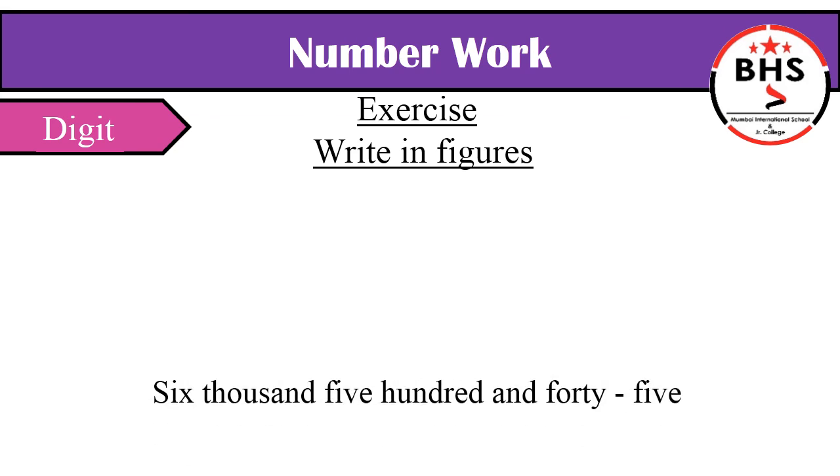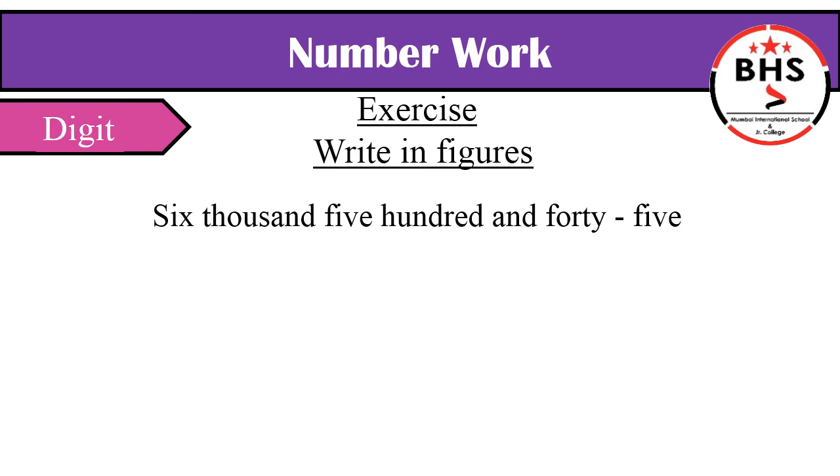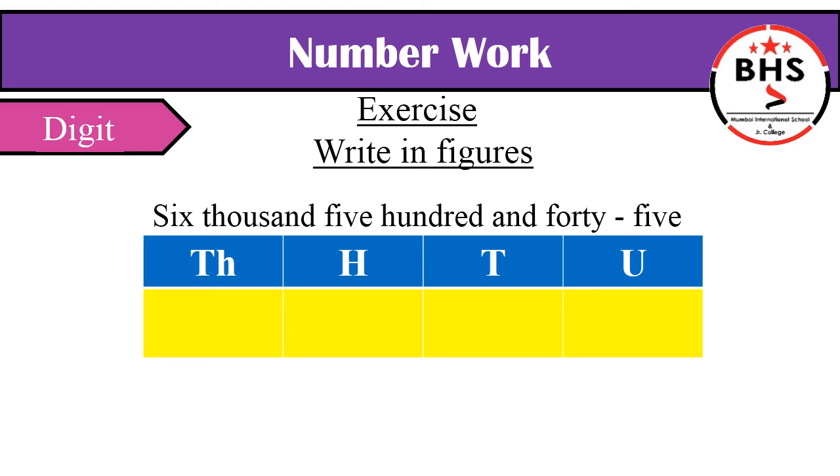Write in figures. 6,545. Children, we have to write this number in figures. So, we will use a table with position to write the numbers in figures. Let us start. 6,000. Children, 6,000 means we will write 6 in the column of 1,000. Next, 500. Children, 500 means we will write 5 in the column of 100. And 45. Children, do you remember the last two numbers should be read together? So, 40 we will write in the column of tens and 5 we will write in the column of unit. So this way we can write words in figures.